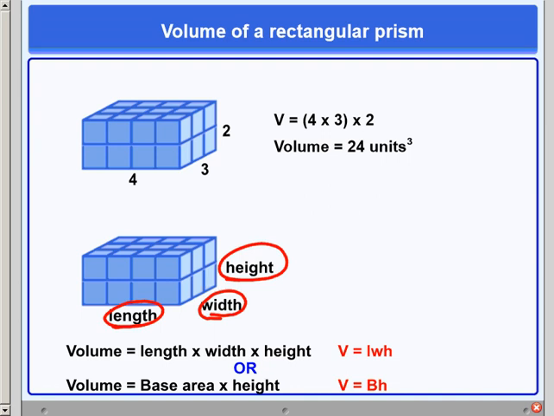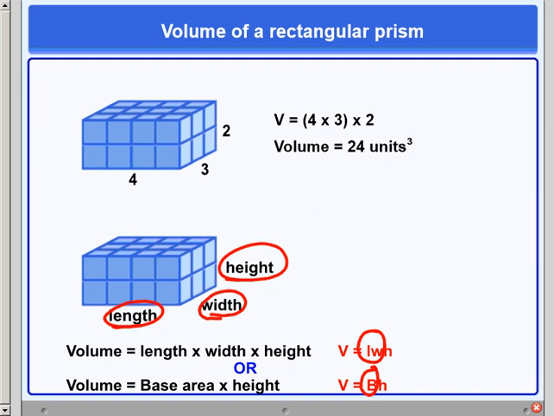The volume of any prism is going to be the base area, or the area of the base. That's what that capital B stands for, the area of the base, times the height. Now, if you think about it, that makes sense because in a rectangular prism, length times width is going to be our base area. So length times width is simply being replaced with the capital B, which stands for base area, area of the base.